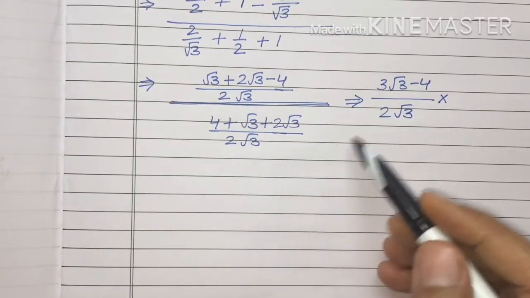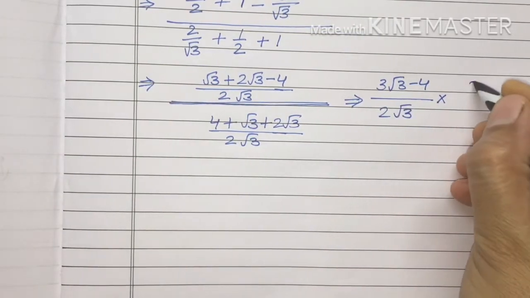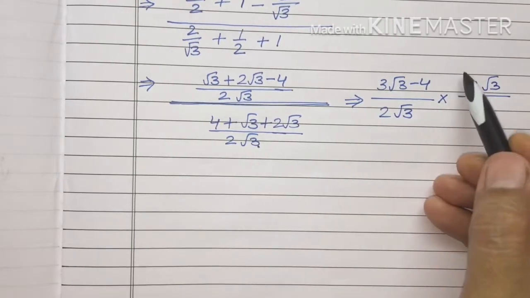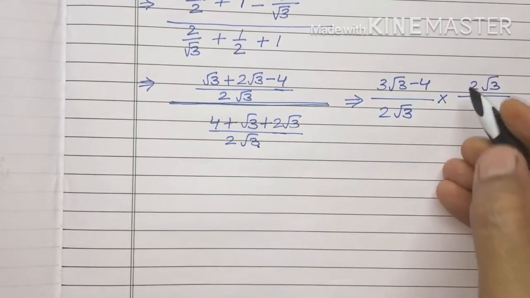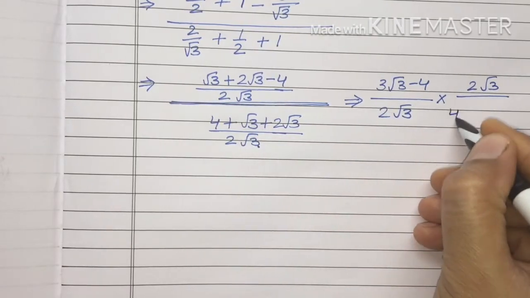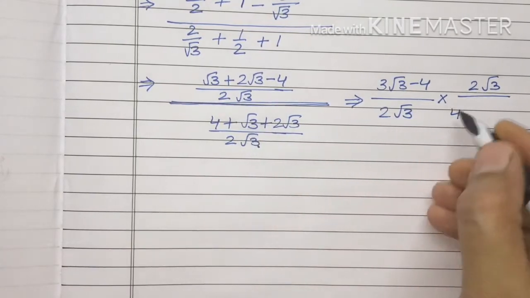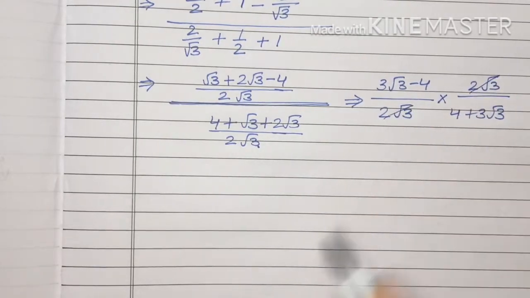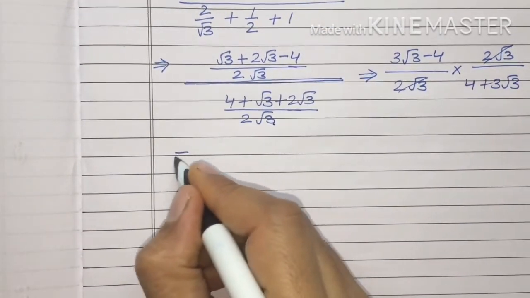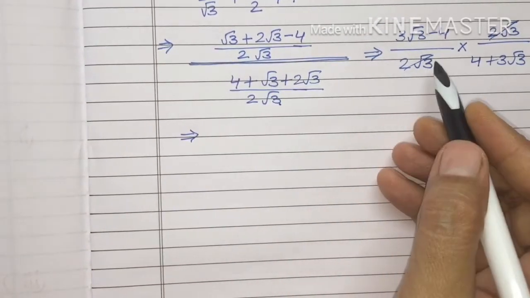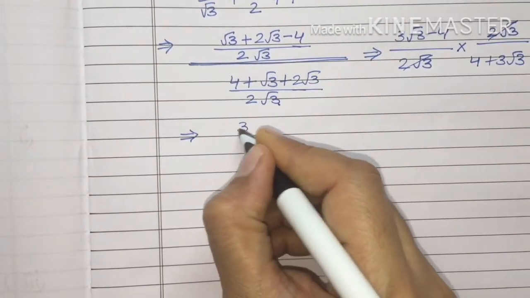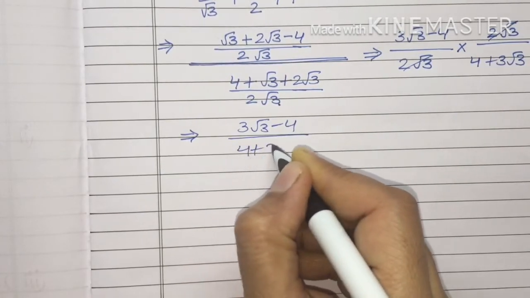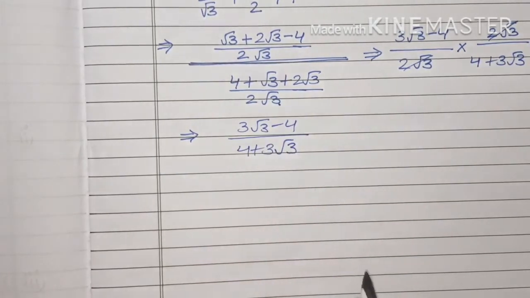Multiply. The denominator part will go up and the reciprocal will be there. 2 root 3 will go up and this part down. So 4, and this is 2 plus 1 again 3 root 3. So this we can cancel, same thing. In the next step, what is left now? Now 3 root 3 minus 4 upon 4 plus 3 root 3.